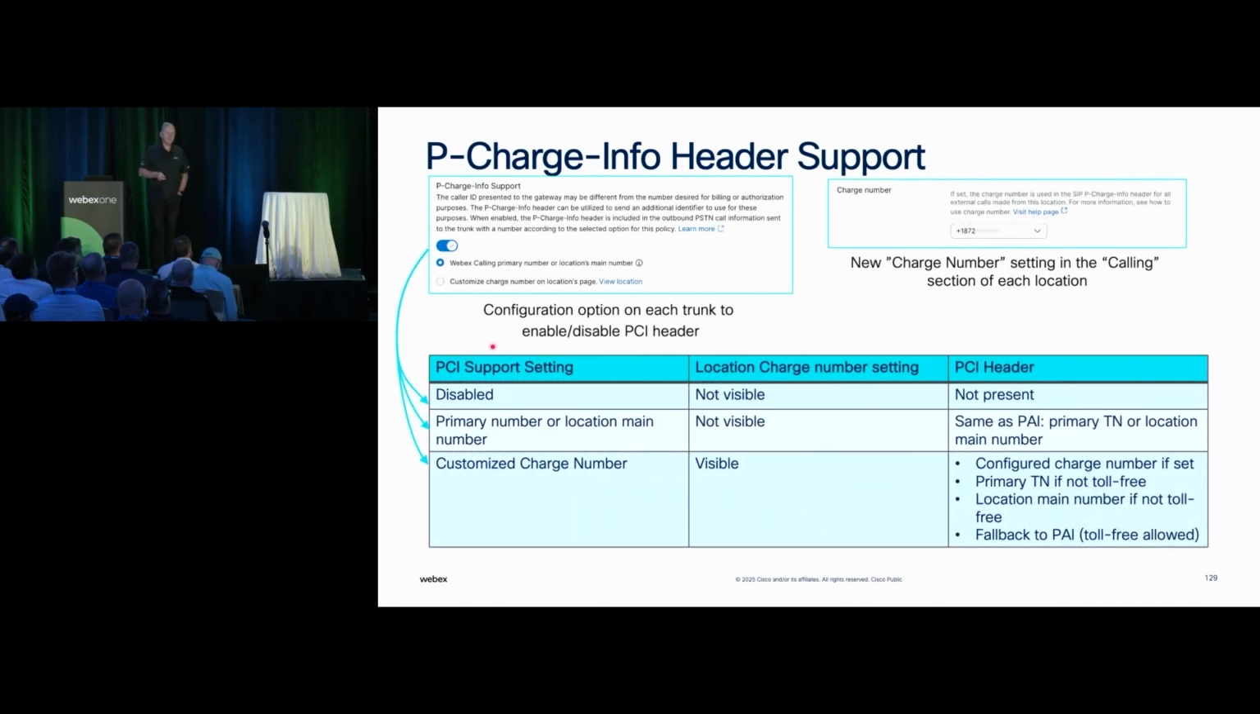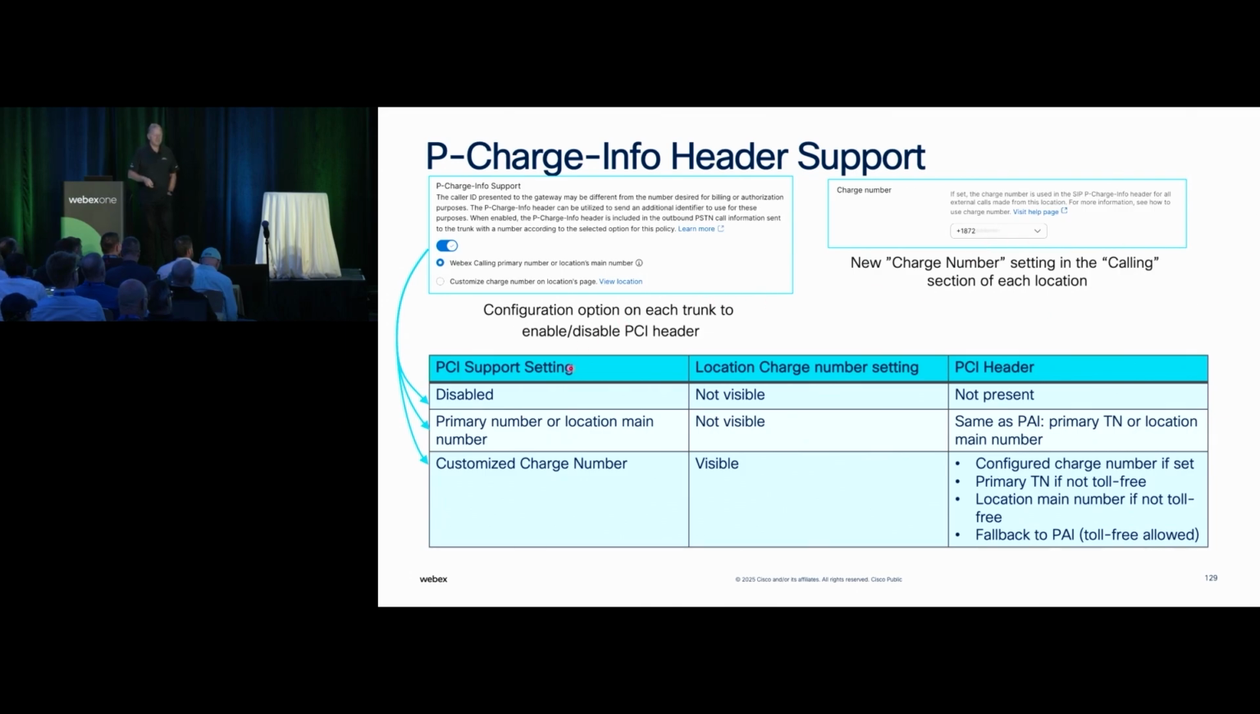You can enable the PCI header at this level here, at the location level. And when you do this, on the trunk level, then this new charge number setting in the calling section of each location shows up. All right, and then you can pick a charge number for that location. And this is the logic behind it.